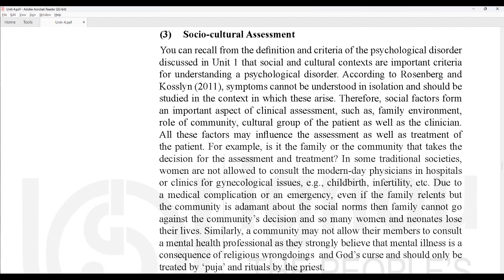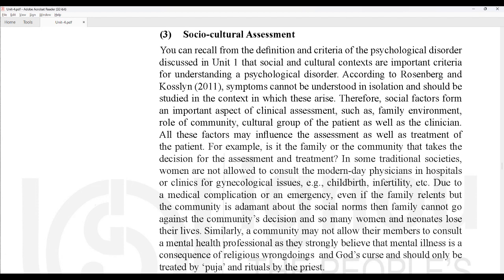You can recall from the definition and criteria of psychological disorder discussed in Unit 1 that social and cultural contexts are important criteria for understanding a psychological disorder. According to Rosenberg and Koslin, 2011, symptoms cannot be understood in isolation and should be studied in the context in which these arise. Therefore, social factors form an important aspect of clinical assessment, such as family environment, role of community, cultural group of the patient as well as the clinician. All these factors may influence the assessment as well as treatment of the patient.